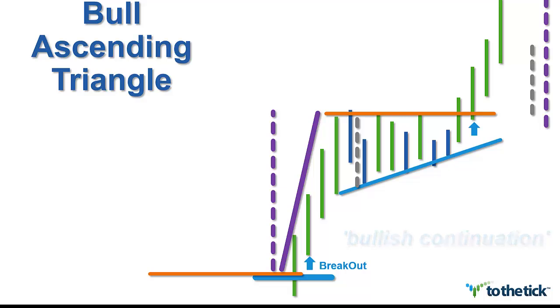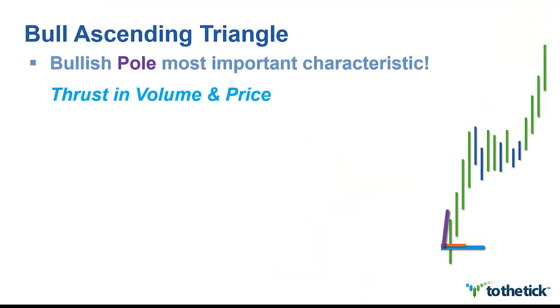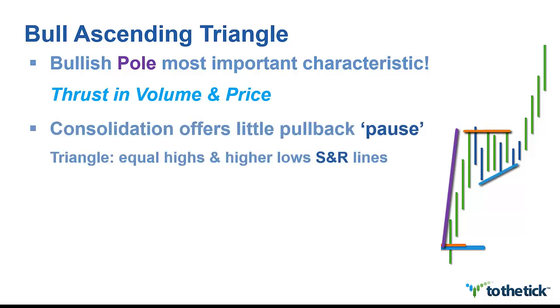Very, very pretty. So again, in summation, let's make sure that we understand that for the bullish ascending triangle, the bullish pole is the most important characteristic. The larger the thrust in volume and price, the better. We want to see that thrusting volume and we want to see those bulls completely in control. And then we're going to go into part 2, which is the consolidation.